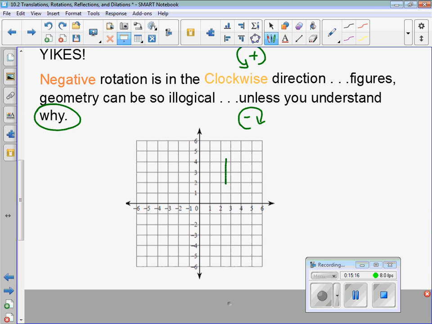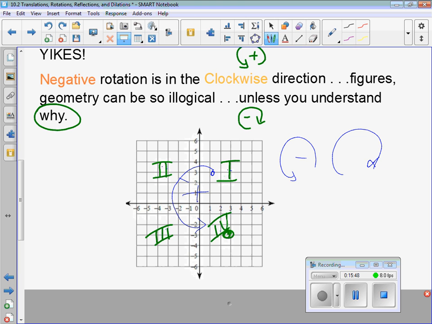So if you remember, the coordinate plane has quadrants, and this is quadrant 1. Quadrant 2 is not down here. It's actually to the left. That's quadrant 2, 3, and 4. And so it would make sense then that rotation this way would be a positive direction, going from quadrant 1, 2, 3, 4, 1, 2, 3, 4, which is counterclockwise. So remember, counterclockwise is positive and clockwise is negative.